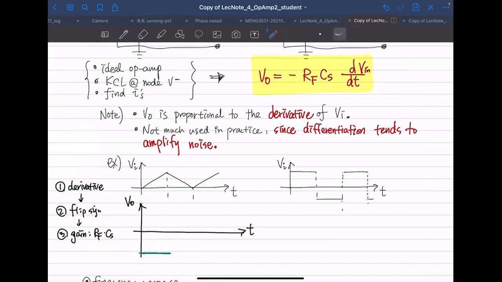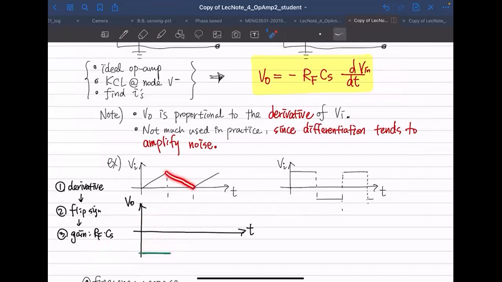So that's the final answer we got. Again, it's a positive ramp, so the derivative is a positive constant. The next step is we flip the sign, and we multiply some number. I just assumed it's going to be greater. So now in a line like this.